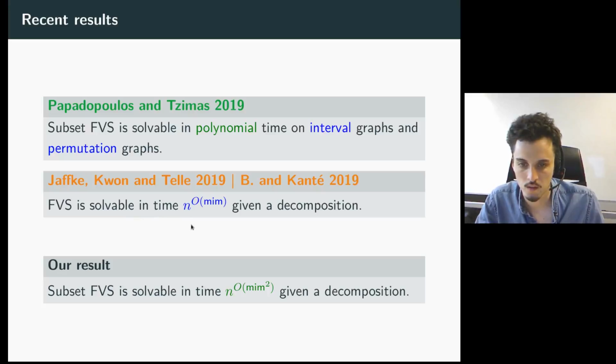And with these two results, it is quite natural to ask, can we do the same for subset feedback vertex set? And the answer is yes, but with a slightly worse running time. And this is the main result of this talk. So we prove that subset feedback vertex set is solvable in this running time, and we always assume that we are given a decomposition.